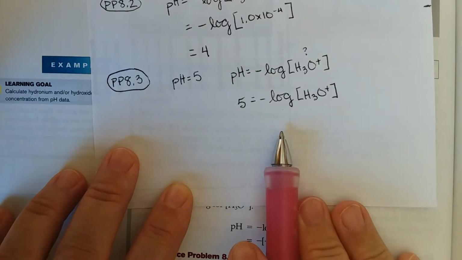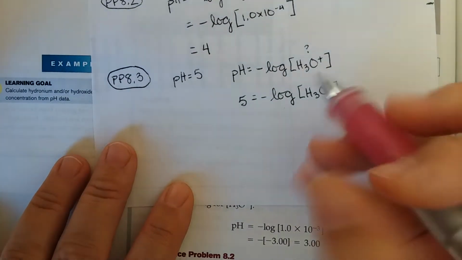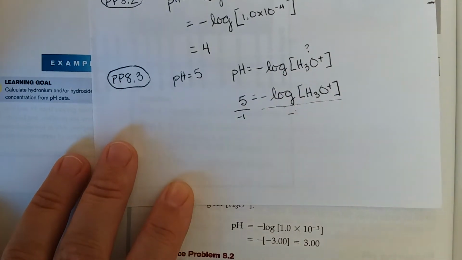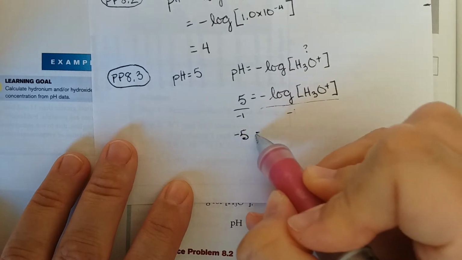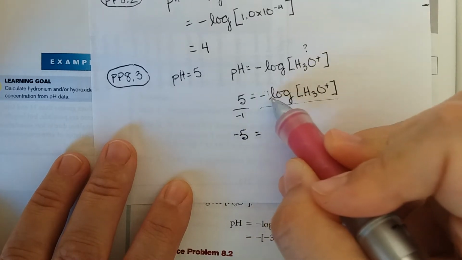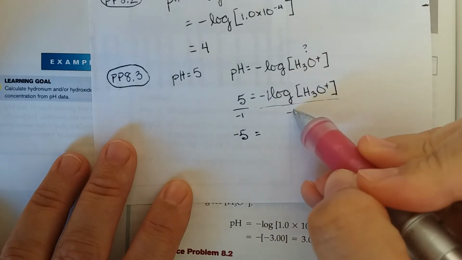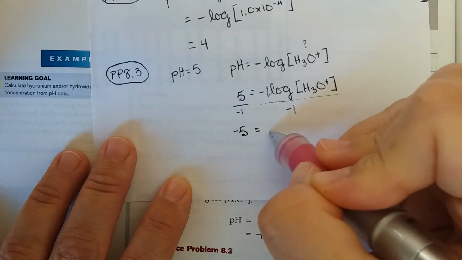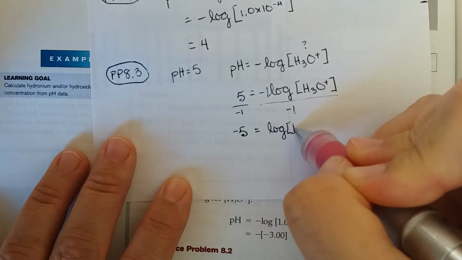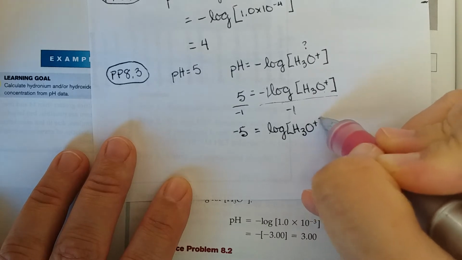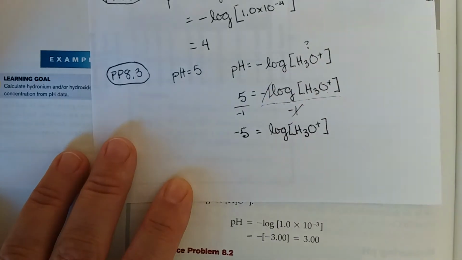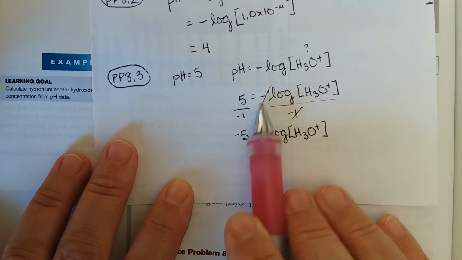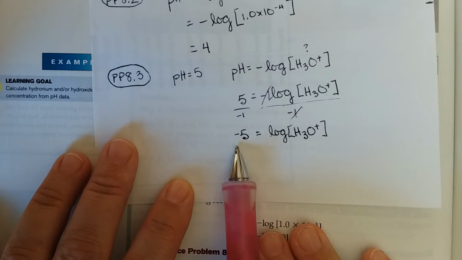Okay, so what we would need to do first off is to divide both sides by -1. 5 divided by -1 is -5. And then there's an understood 1 here, right? So -1 divided by -1 is just 1. 1 times the log of the hydronium ion concentration is the log of the hydronium ion concentration. In other words, the two -1s cancel out. In other words, you can just move this negative over to the left side of the equation.